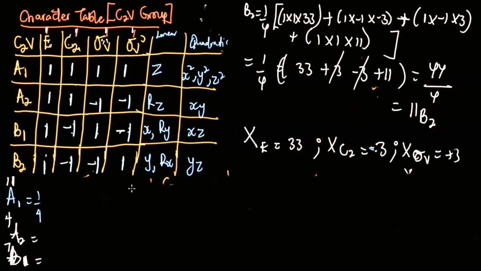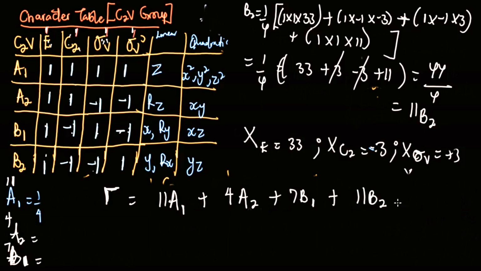Now the value of the reducible representation is 11A1 plus 4A2 plus 7B1 plus the last one, which is 11B2. So this is the total number of degrees of freedom. Recall that each atom in a molecule has 3n degrees of freedom. So this compound is pyridine, it has 11 atoms.